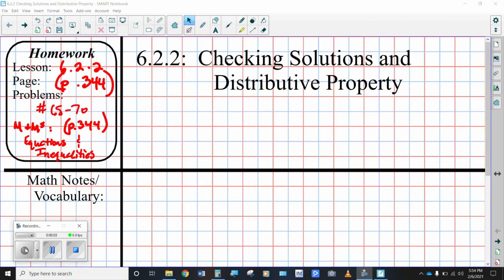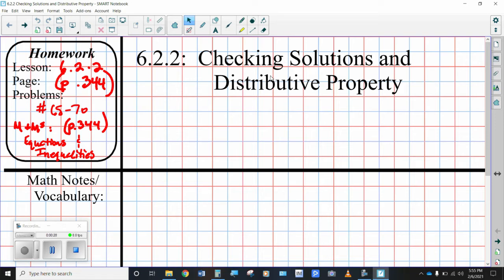All right, let's take a look at our lesson 6.2.2. In this lesson, we are going to continue solving equations, but we're going to notice that some of them involve distributive property, which is going to be the very first thing that you do in the entire process, before we even combine like terms and remove zeros. And then after we have a solution, we're going to focus on what we do to check that solution.